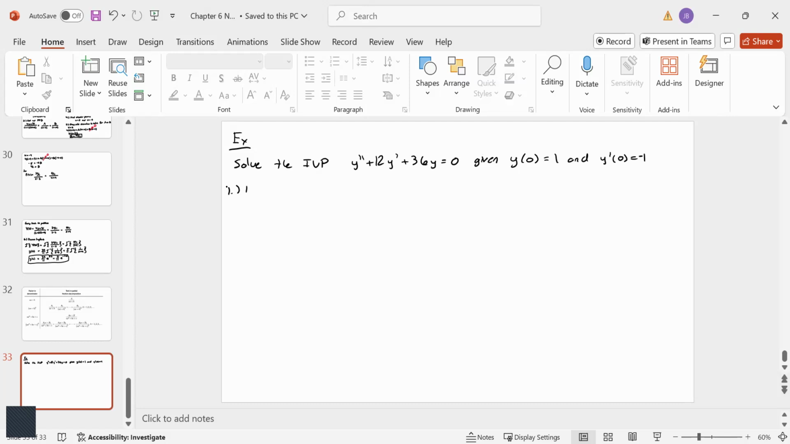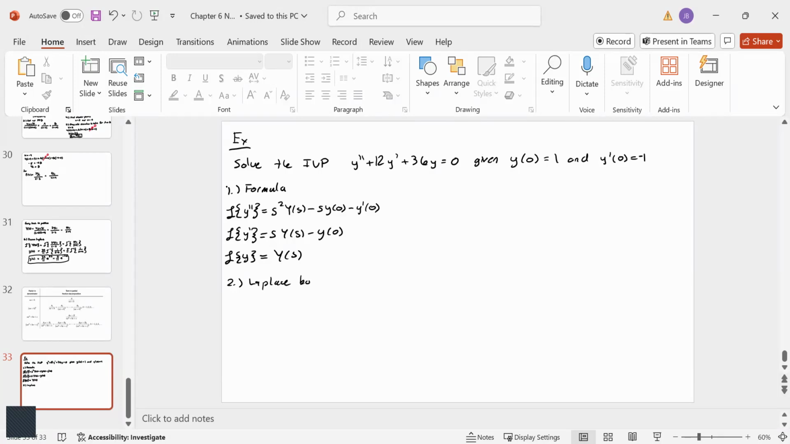So step number one is formula. We just have to remind ourselves of the Laplace transformation of the derivatives, kind of like how we did y double prime with r squared. Now it's s squared Y(s) minus s y(0) minus y prime of 0. As always, you don't have to do this step if you can memorize it, but it does give you a goal. Step two, Laplace transform both sides.